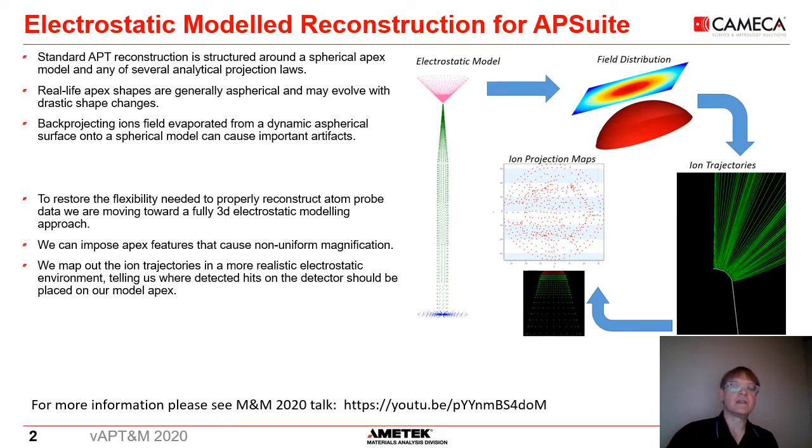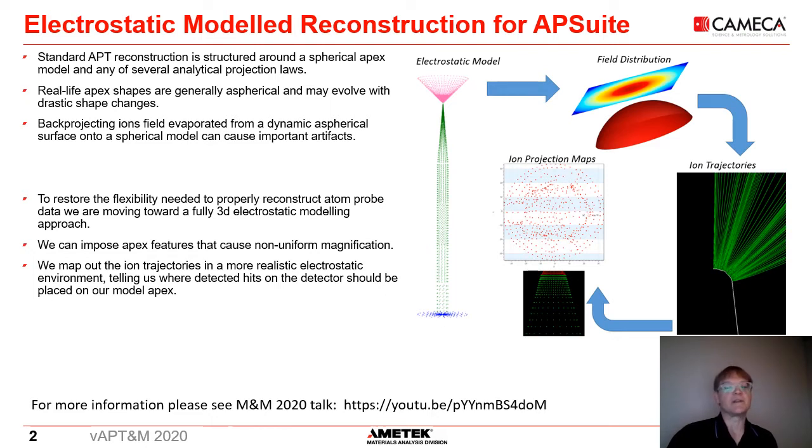model. To that end, we have been developing a set of software that builds a numerical model of the most important optical elements of an atom probe, namely the actual specimen itself, whether it's a wire specimen or a microtip, and optical elements very close to the apex of the specimen, like the local electrode. With this model, we can impose apex features that cause non-uniform magnification.